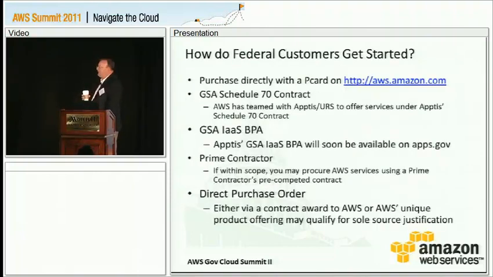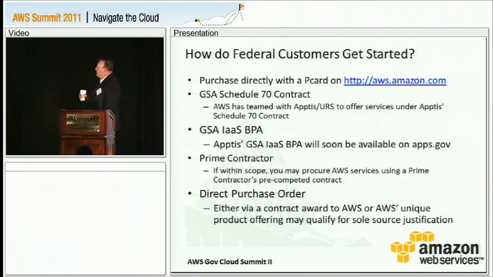So if I'm a federal customer, how do I get started in the environment? So if you haven't looked at AWS in detail, the typical way you get started is like ordering a book from Amazon.com. You register for the site, you enter a credit card number, and you provision servers. And that's essentially the idea. If you're a federal customer, you can purchase directly with a purchase card at aws.amazon.com, just like commercial sector customers can. A couple of other options, though.